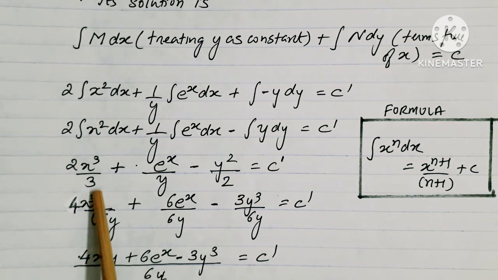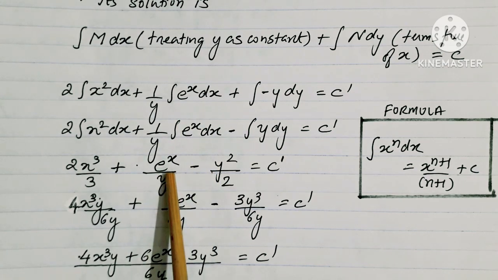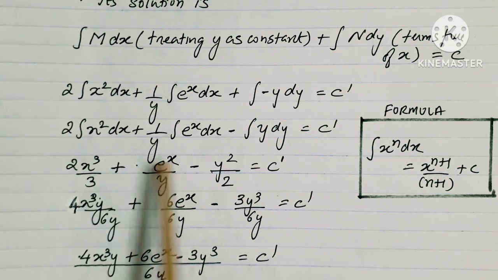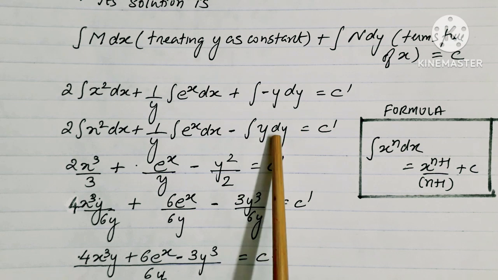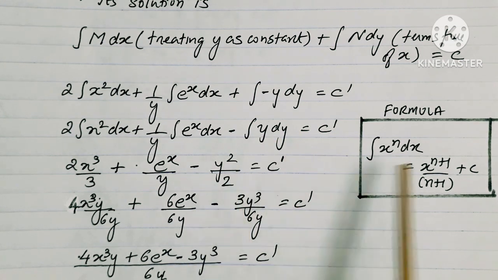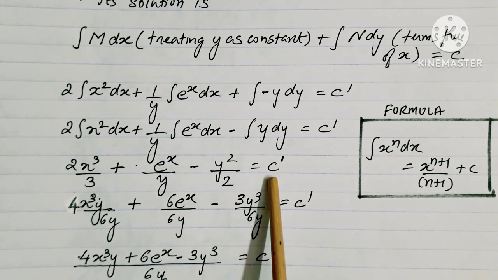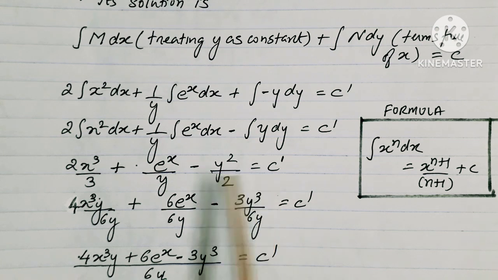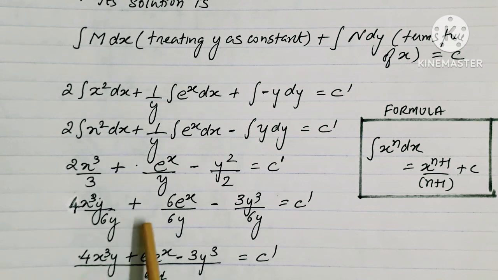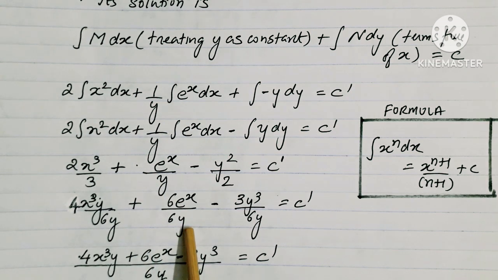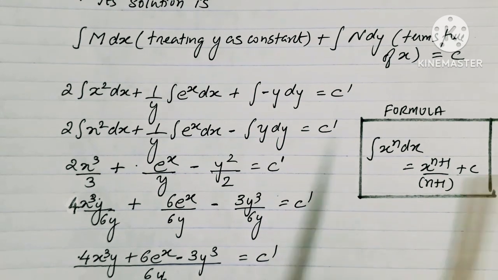So this would be 2x cube by 3 plus integral e raised to x dx is equal to e raised to x. So this would be plus e raised to x upon y and integral y dy is equal to y square by 2 again by using this formula. So this would be minus y square by 2 is equal to c dash. Now taking the LCM, we can write this as 4x cube y upon 6y plus 6 e raised to x upon 6y minus 3y cube upon 6y is equal to c dash.